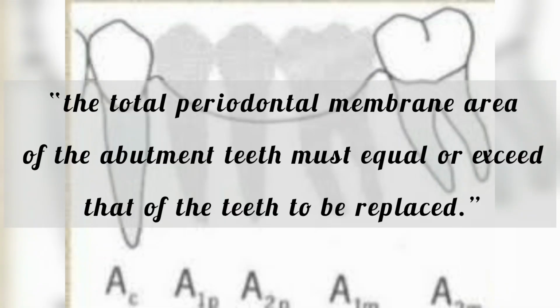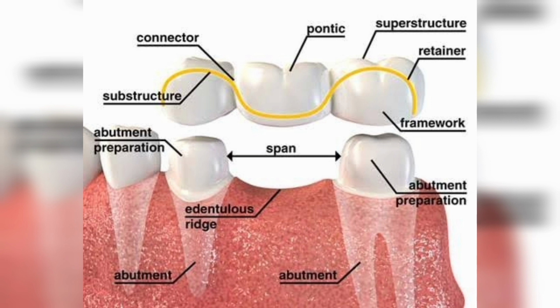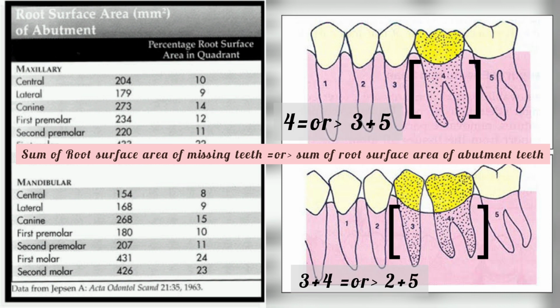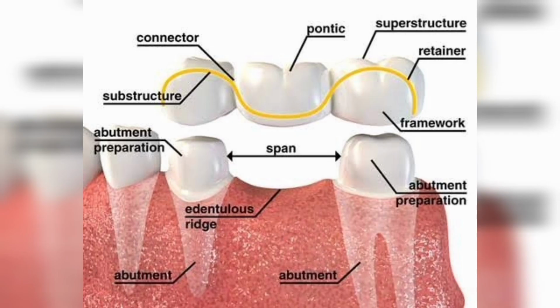What ANTE'S law states is, the total periodontal membrane area of the abutment teeth must equal or exceed that of the tooth to be replaced. What this means is, if we are trying to replace one tooth or a number of teeth, we have to calculate the surface area of the root of the missing teeth and add all of them, and that should be equivalent to the root surface area of the abutment. If that is not equivalent, then we have to take another adjacent tooth for the support. So this is the actual explanation of ANTE'S law.